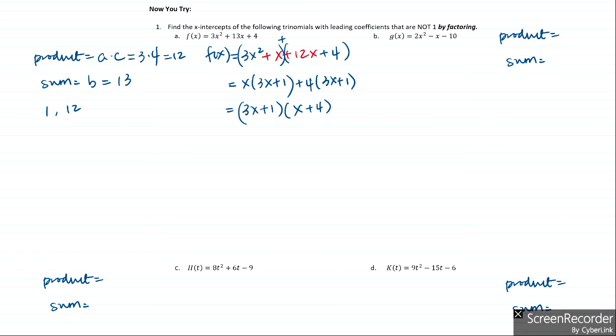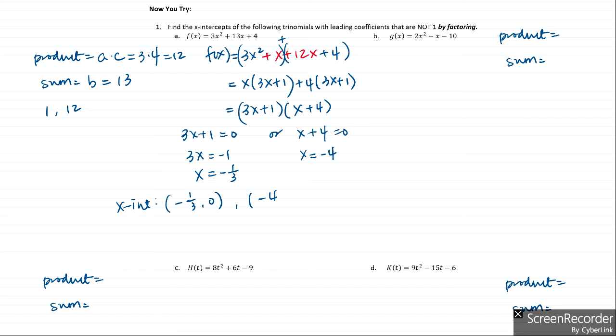Now if I want to find the x-intercepts, I want to set each expression in the parentheses equal to 0. So 3x plus 1 is equal to 0, or x plus 4 is equal to 0. Meaning 3x equals negative 1, x equals negative 1/3, or x is equal to negative 4. And then we can list out the x-intercepts as negative 1/3, comma 0, and negative 4, comma 0 as a result.